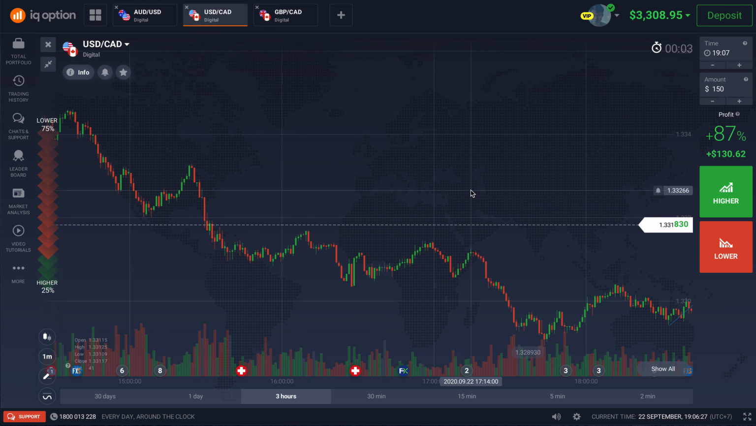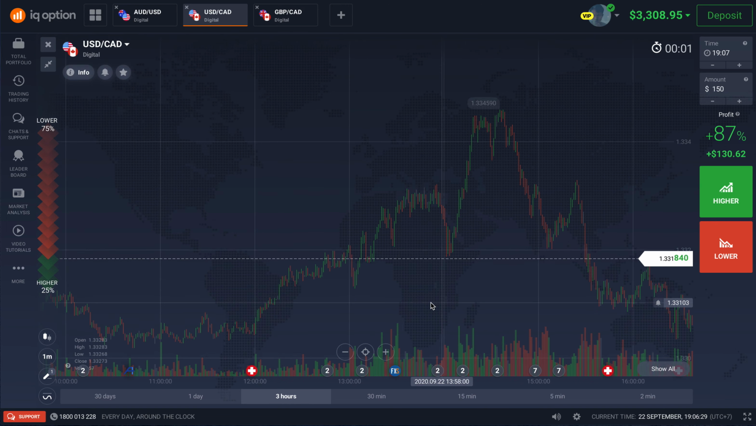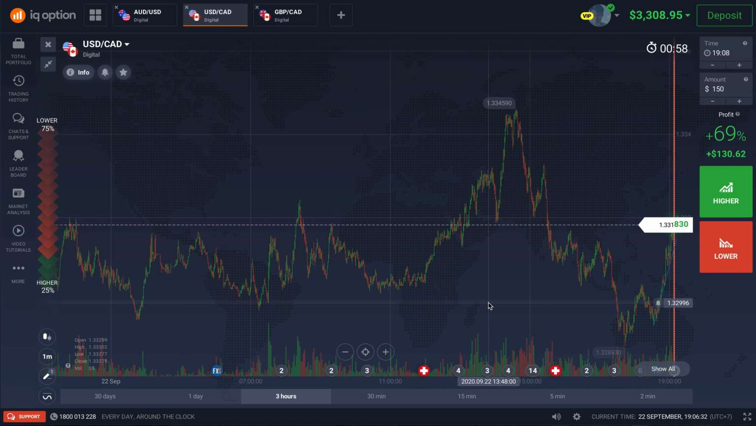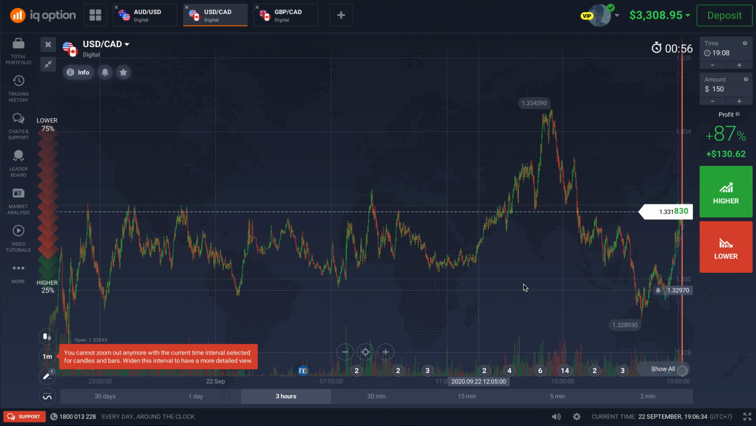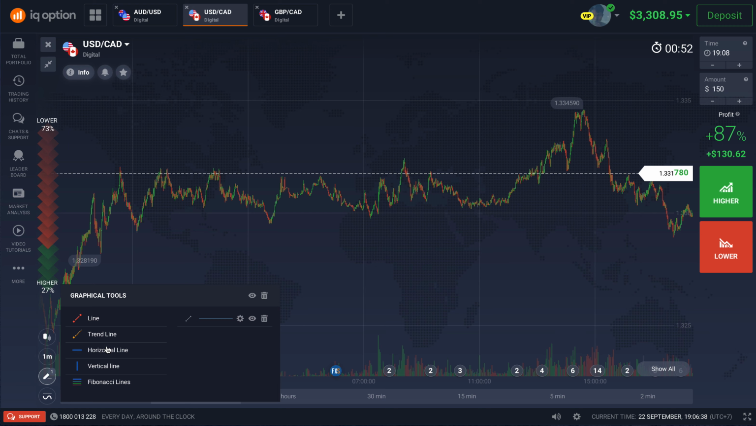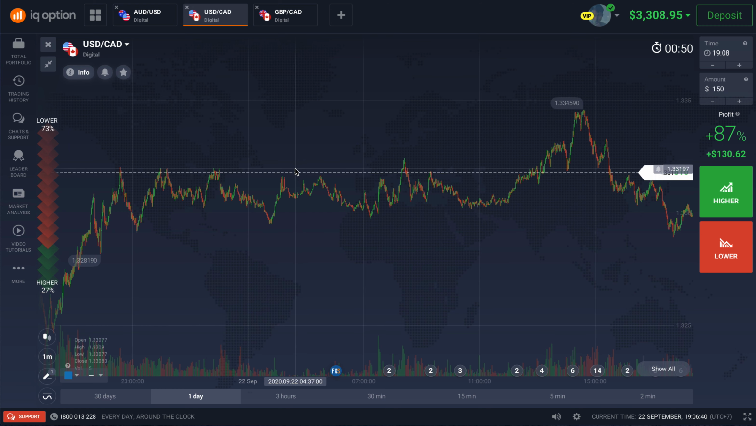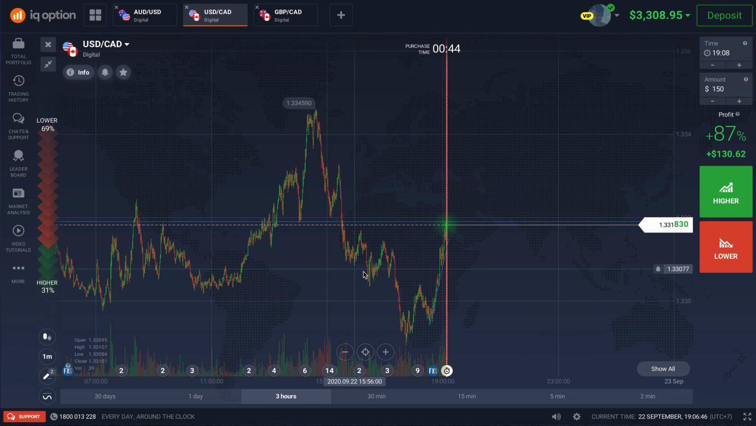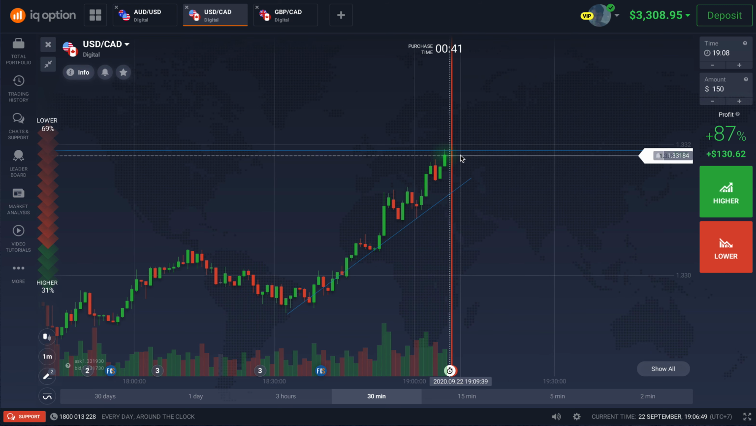Let me check on the resistance level, which level has the most boundary. Okay, this is the one that I think is the most likely. Around this level, I guess. Around this level, yeah, the price will bounce back. Yeah, then it will fall back.